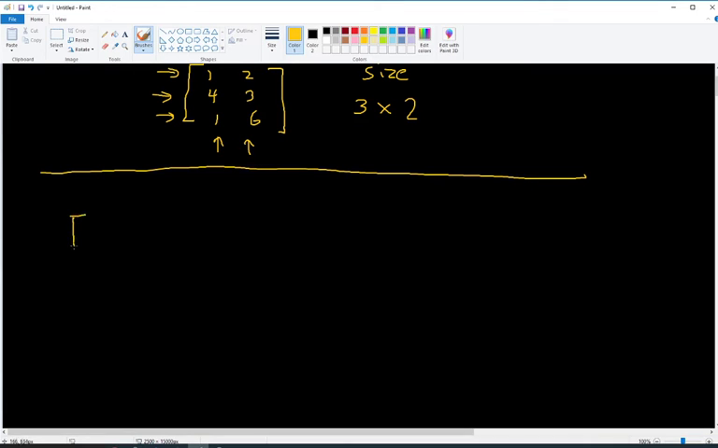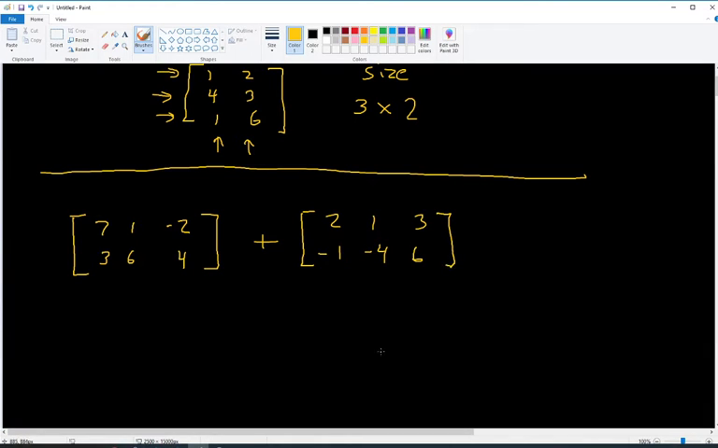So let's say we have a matrix like 7, 1, 3, 6, -2, 4. So it's a 2 by 3. And we want to add another 2 by 3 matrix to it, like this. When you want to add 2 matrices together, you can only add them together if they're the same size. This is a 2 by 3. This is also a 2 by 3, so we should be fine to add them.